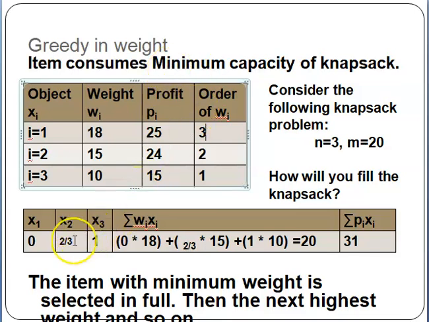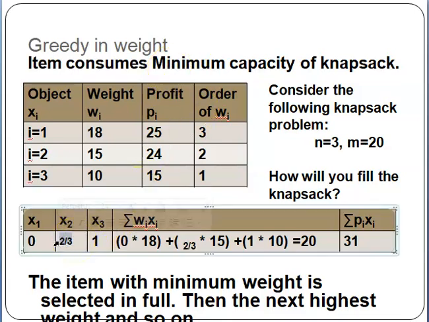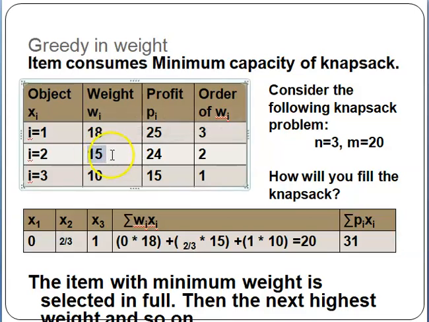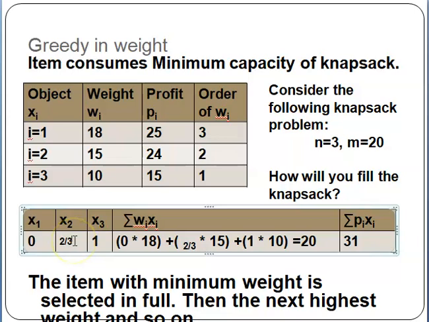Now a question arises, how have we arrived at this value of 2 upon 3? We arrived at 2 upon 3 as our remaining capacity, 10, upon the weight of the item that we are considering. So 10 upon 15 can be simplified into 2 upon 3.